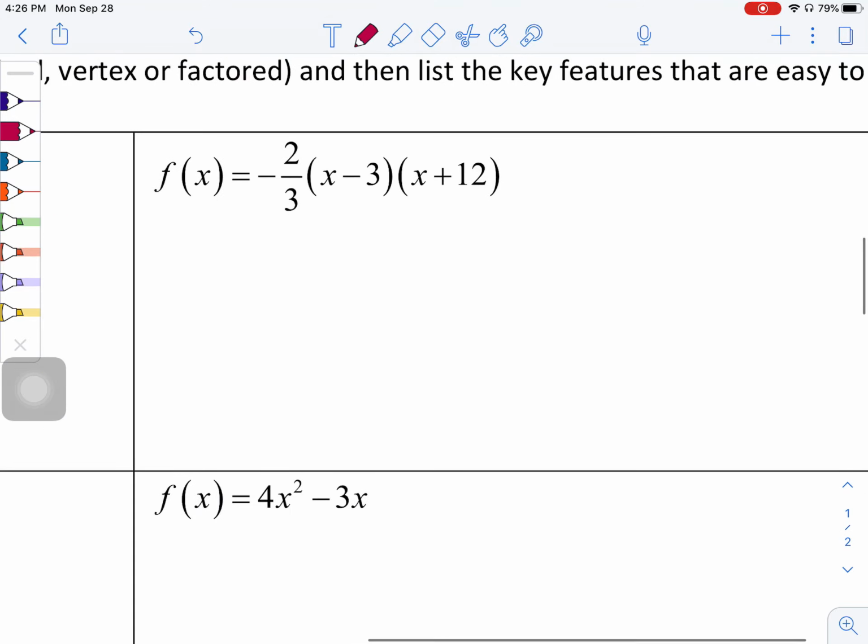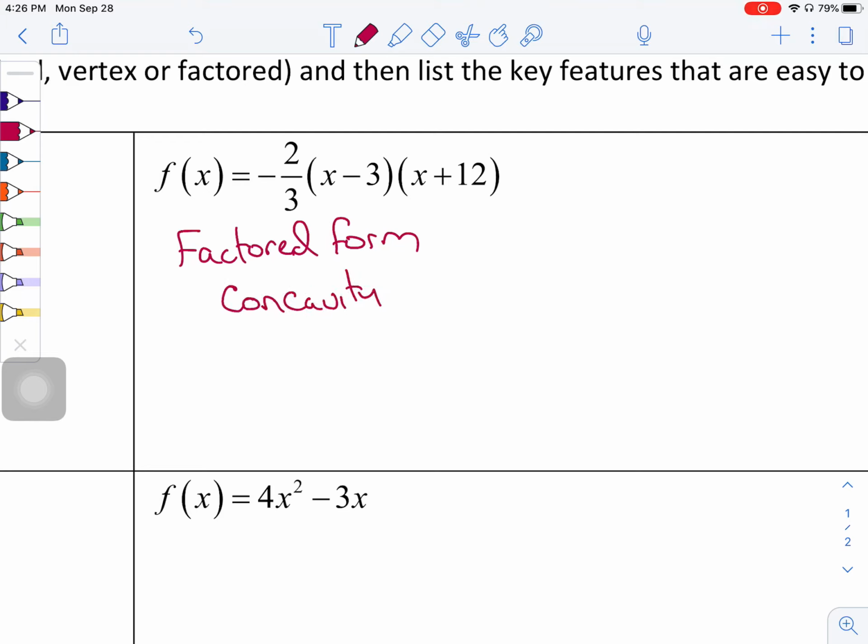So f(x) = -2/3 times the quantity (x - 3) times the quantity (x + 12). Form, this is factored form. If it's in factored form, you should be able to tell me concavity, and you should be able to tell me two x-intercepts. Okay, so let's get concavity first. This leading value is what's going to tell us the concavity. That's your a value, and in this particular problem, our a value is negative, so this is concave down.